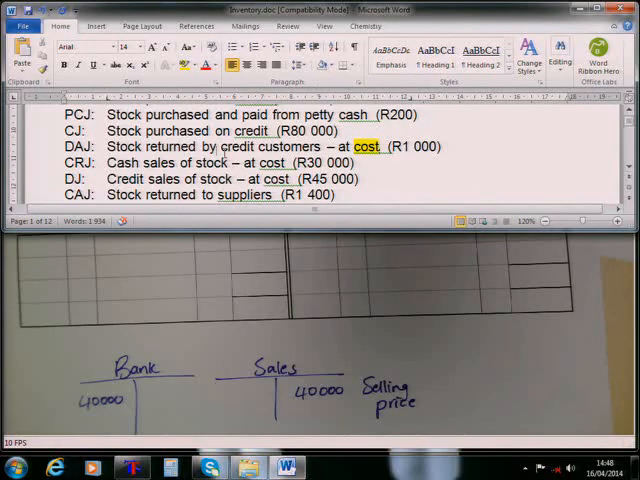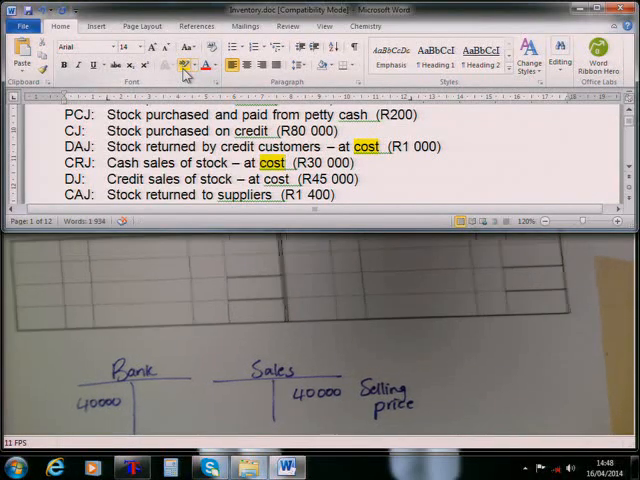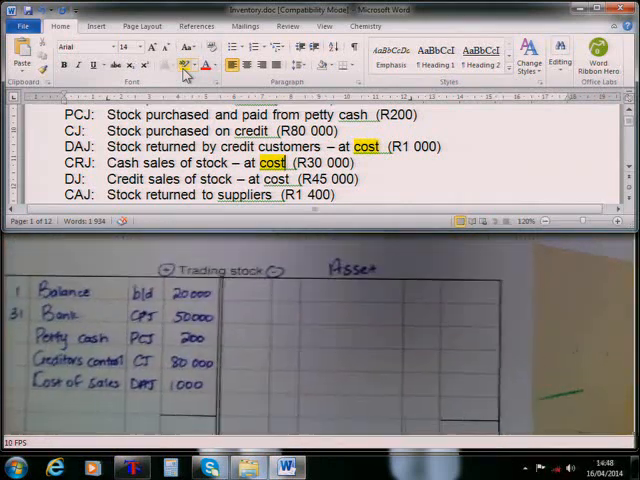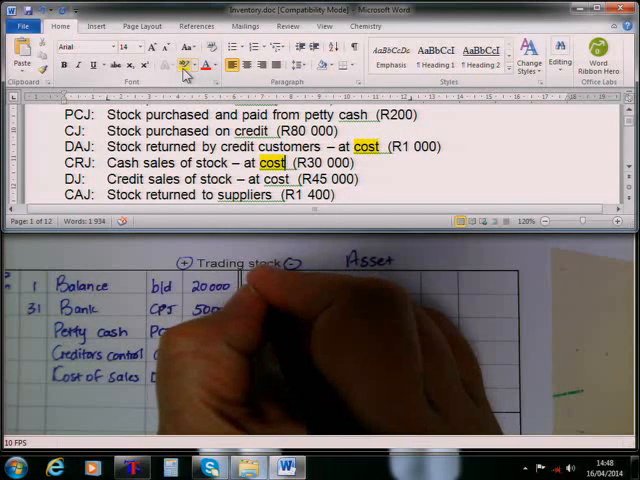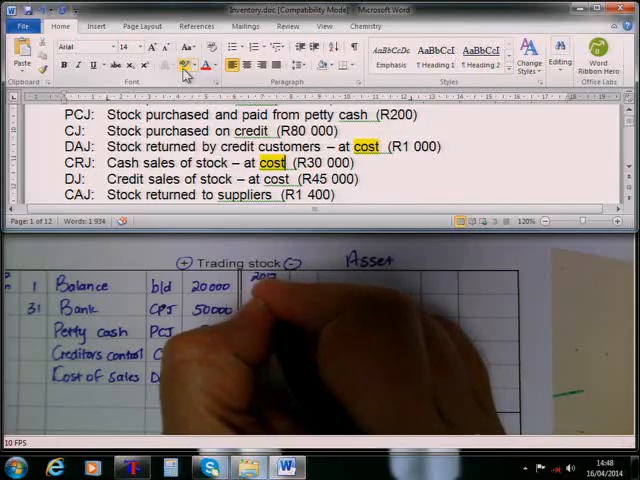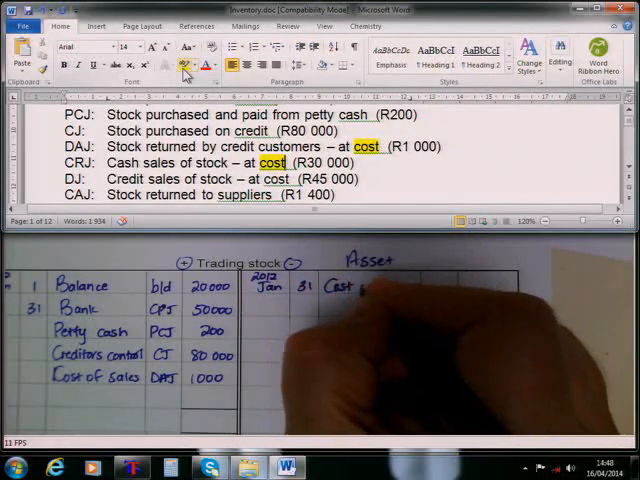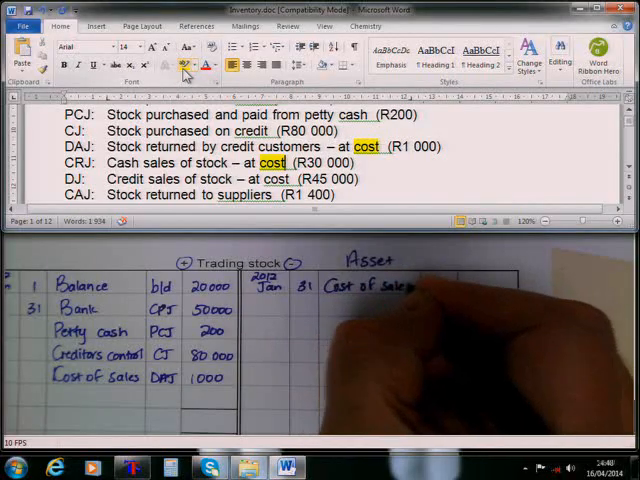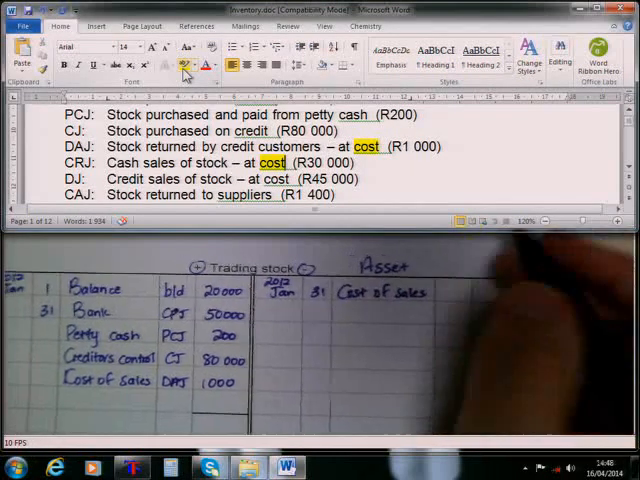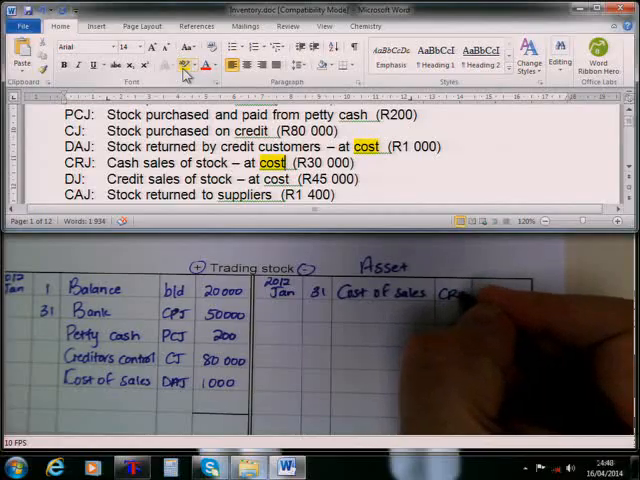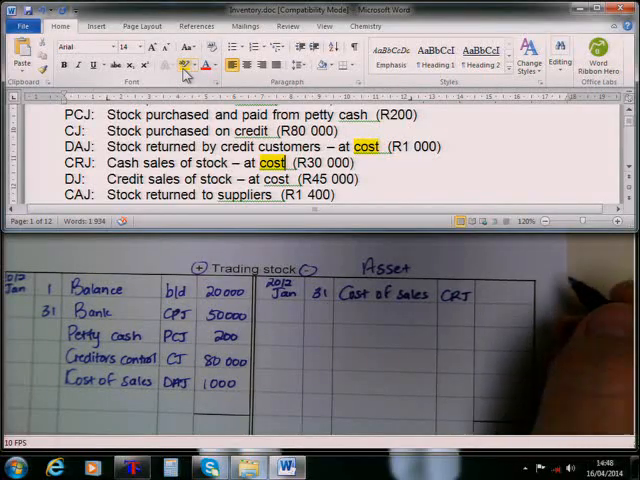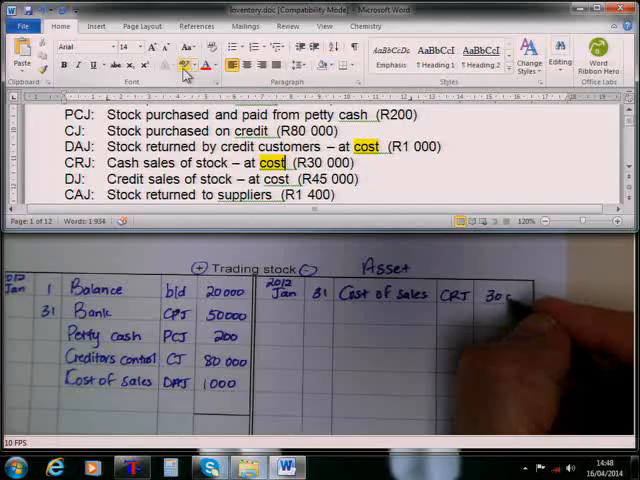So the moment that we sold stock for cash, then we must take the cost into consideration, and that you put on the credit side of trading stock. Why? Because your trading stock becomes less every time that you sell stock. And this is cost of sales, because cost of sales is the contra account. It is the CRJ, and that gives you 30,000 rand.